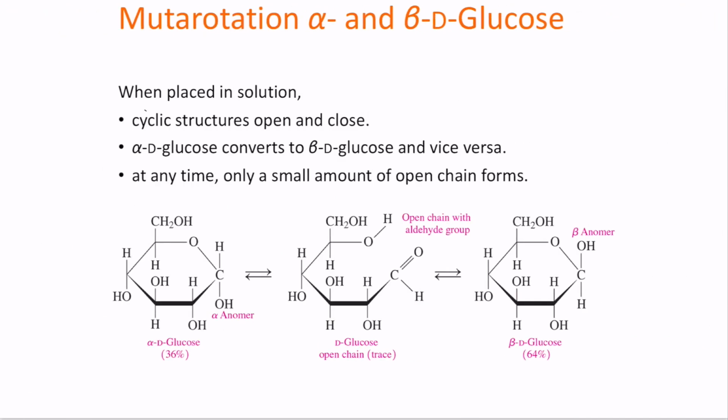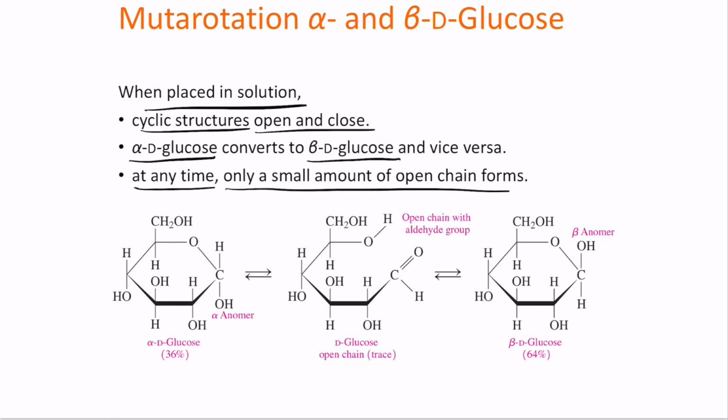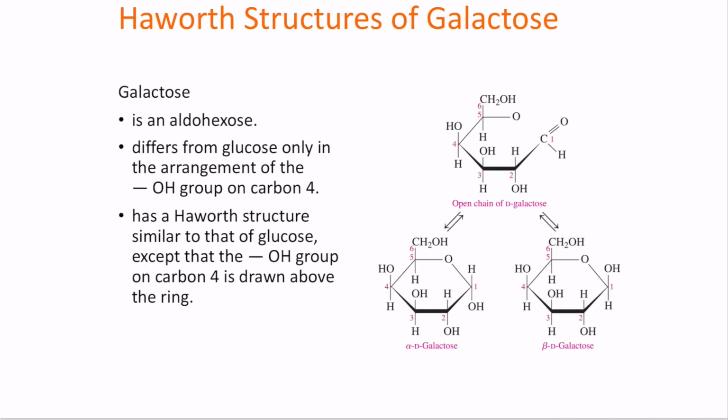When placed in a solution, these cyclic structures will open and close. This opening and closing is what we differentiate. The alpha D-glucose will convert to beta D-glucose and vice versa. At any time, only a small amount of open chain will form. There will not be an open structure at all; there will always be a cyclic structure present.